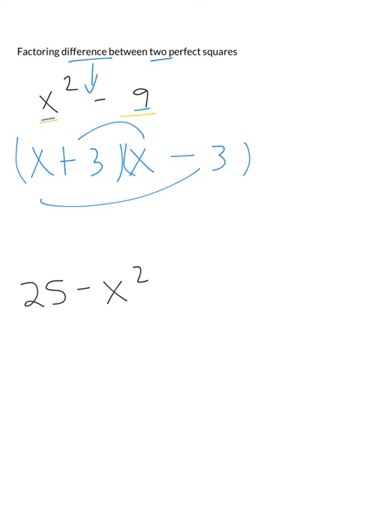Doesn't matter also if it's written this way. Still, 25 is a perfect square. There's your difference, 5 minus x, 5 plus x. Doesn't matter if it's 5 plus or 5 minus. That's your difference between two perfect squares. Key is, you got to look for difference.